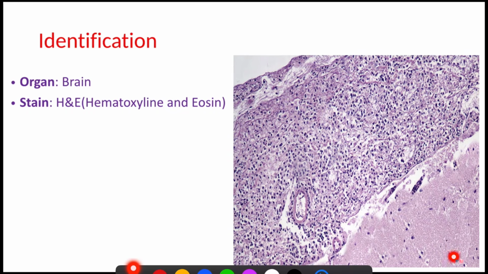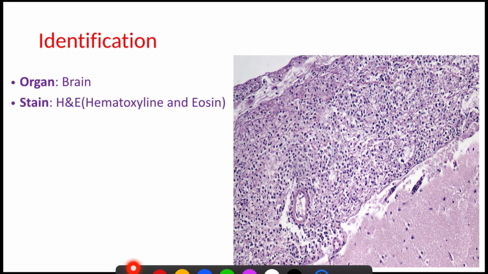This is again a high power view. You can identify this is brain parenchyma, and this thickened layer shows the space between pia and arachnoid. So this is called the subarachnoid space. The subarachnoid space has abundant polymorph collection in the layers, and some dilated and congested vessels.